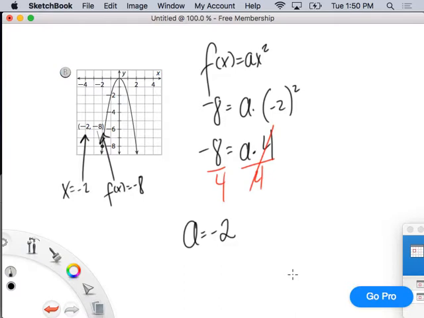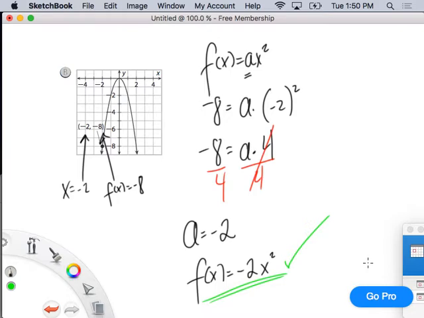I take my value of a. I plug it back in for my function. F of x equals -2x squared. And I'm done. Final answer. Got it? Okay, that's it. Any questions?